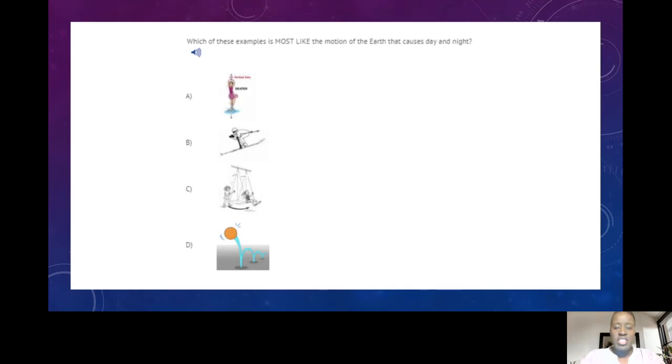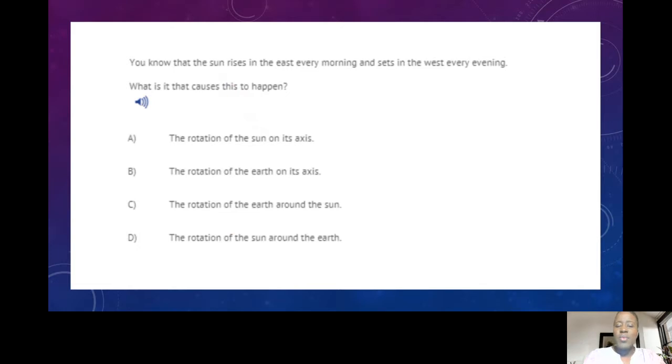Number 3, which of these examples is most likely the motion of the earth that causes day and night? You know the sun rises in the east every morning and sets in the west every evening. What is it that causes this to happen?